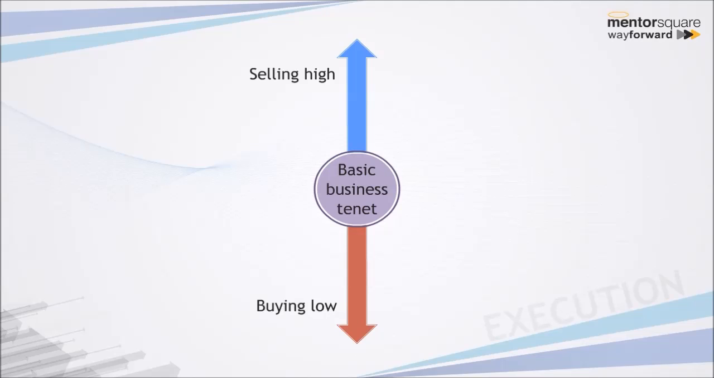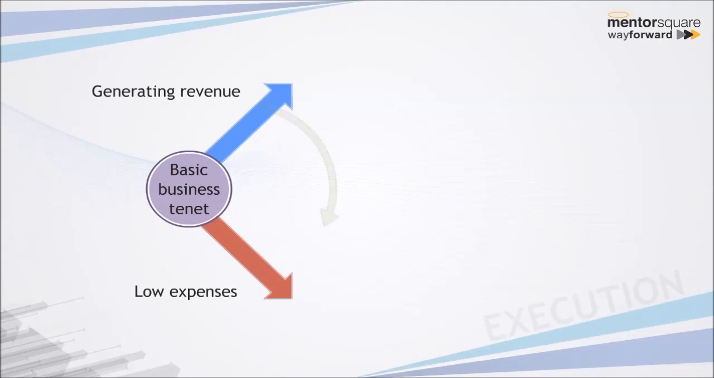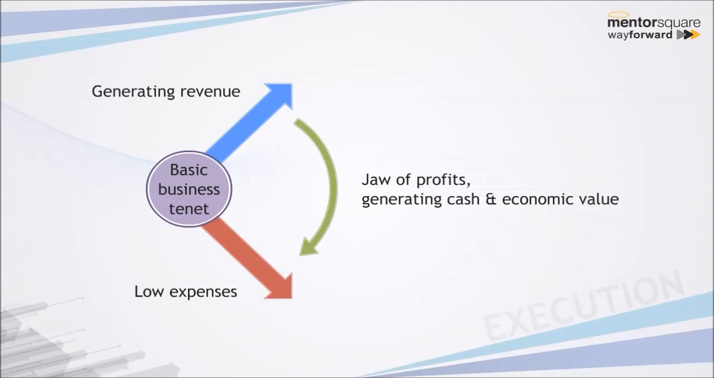Establishing the basic tenets of the business, which is the business model of buying low and selling high, is our central idea for discussion today. In the process of generating revenue and keeping the expenses low, you open up the jaw of profits, the jaw of generating cash, and even some economic value along the way.